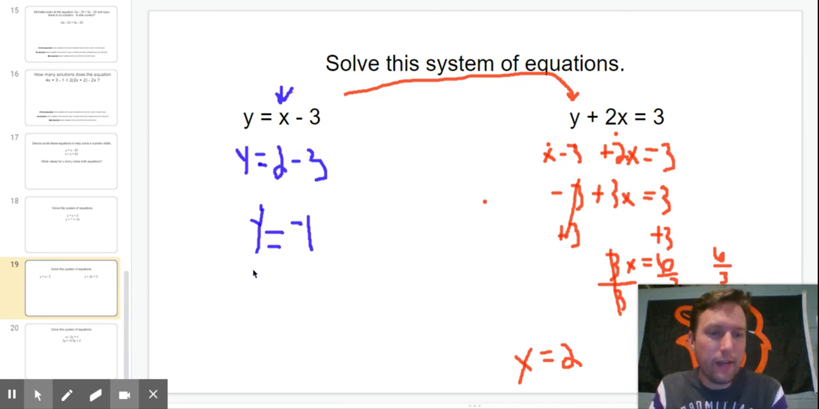Now, if you want to get really fancy, we can plug these values into the other equation and test it out to see if we were right. We are. That is a great way to check your answers: plug your values for x and y into an equation and see if it comes out equal.